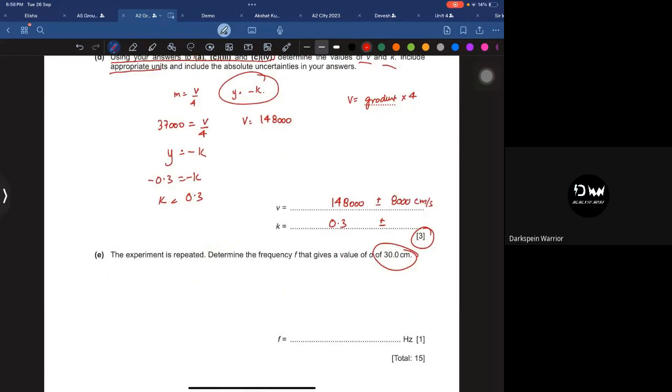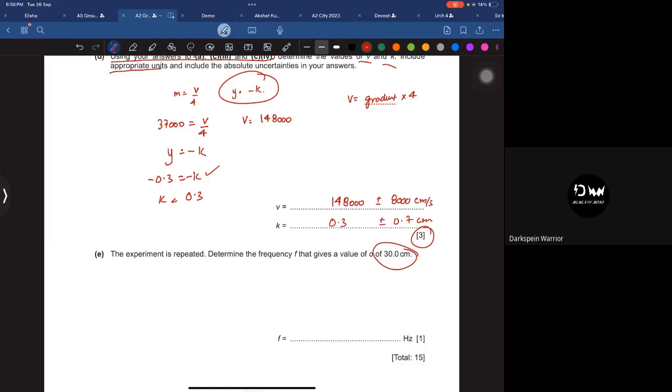For this one, the y-intercept uncertainty is just the same as for k. So that's going to be plus minus 0.7. Do you get it? Yes, sir. Like that. Any questions now, anyone? No question, sir.